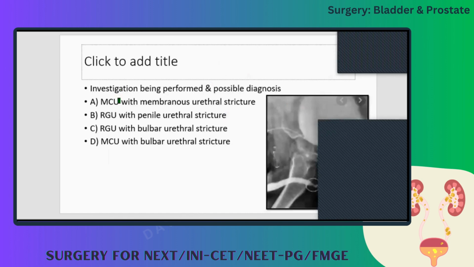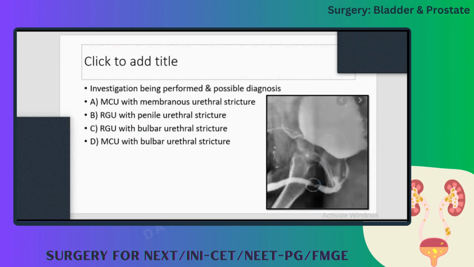What is the investigation performed? Basically it is a contrast image. There is a narrowing here. You can see two circles, one green and one inside. So this is a stricture, not BPH. It is a urethral stricture, and it is a bulbar urethral stricture.